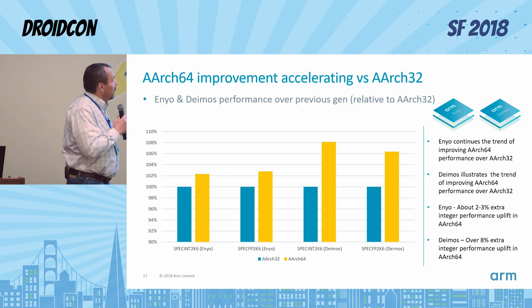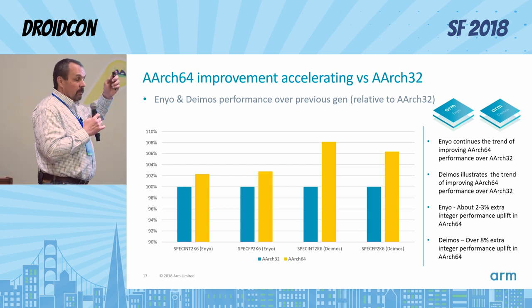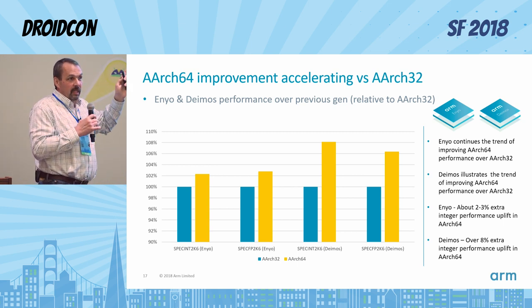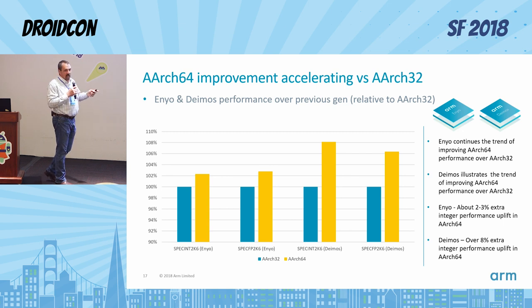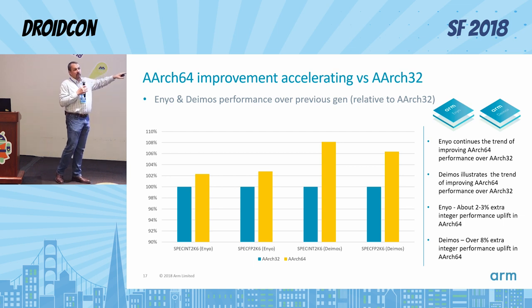One of the things that's also happening is this: Enyo and Deimos are internal names. Enyo is actually the Cortex A76, which has been launched. Deimos has been announced, so this is a legal slide from my standpoint. But what we're seeing is an increase in the amount of uplift that we're getting over time. As we're moving to newer chips down the road, we're seeing more. Enyo, the first chip, got about 2-3% right off the bat moving to 64-bit. With Deimos, we're seeing about 8%, and there are some unannounced chips where we're seeing more. So it's starting to move up and to the right pretty quickly.